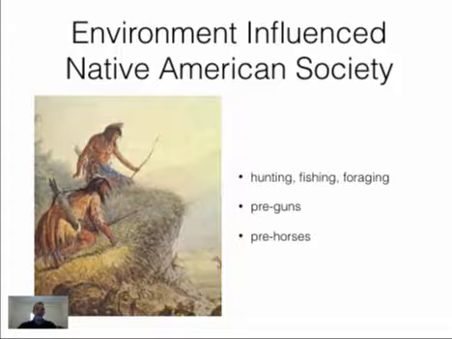Now, throughout North America, there are conflicts between different Native American groups, oftentimes over valuable hunting areas, over plentiful fishing areas, or foraging areas that were especially prosperous. But remember, this is on a relatively small scale with relatively low numbers of casualties, because this is before guns and this is before horses, two innovations that are dramatically going to change warfare in North America with the arrival of Europeans.